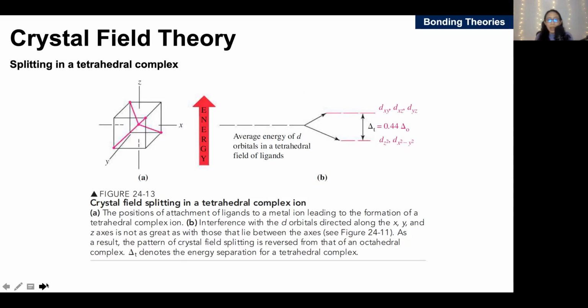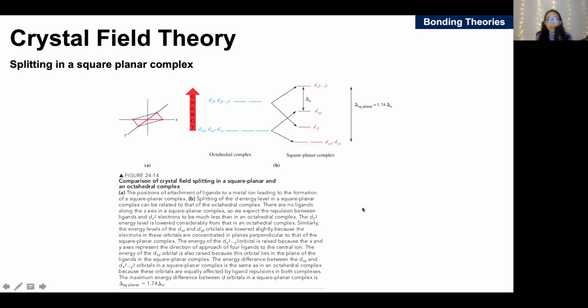Okay, and then if we have a square planar complex, the splitting is a bit more complicated, but you just have to remember here, the x squared minus y squared is the one that is most repelled. Okay, so it's because they are again head-on with your ligands, and the xy as well.